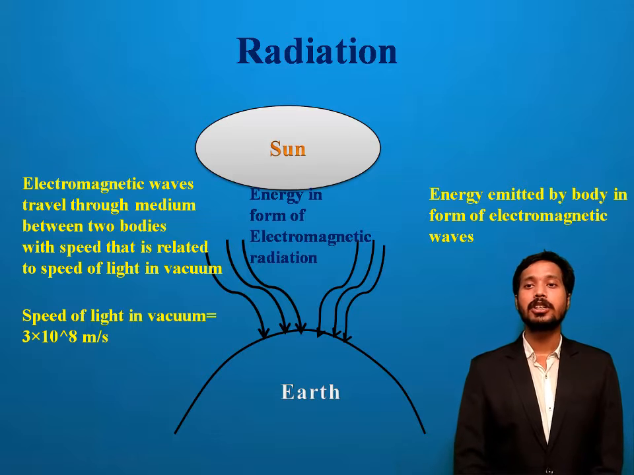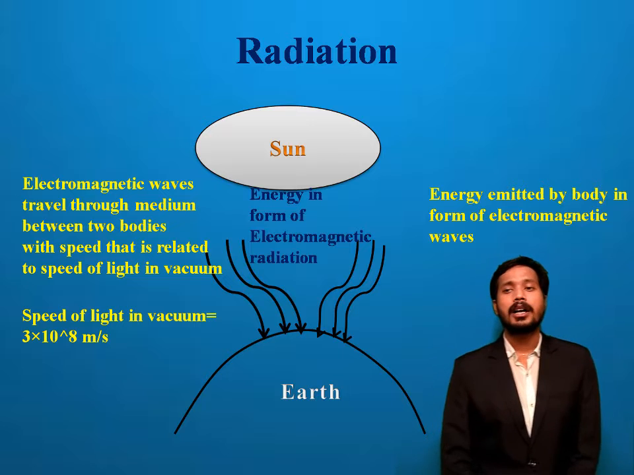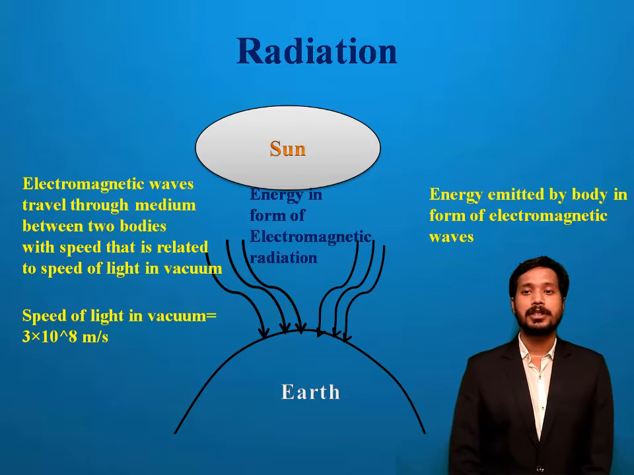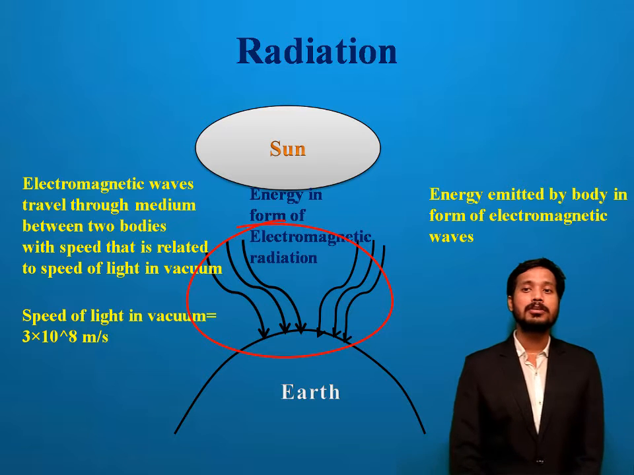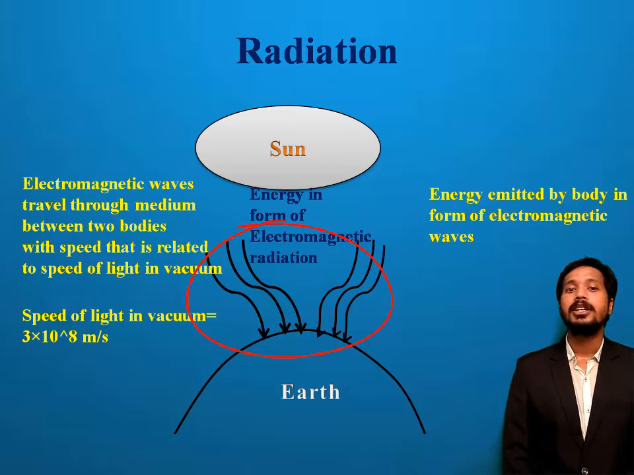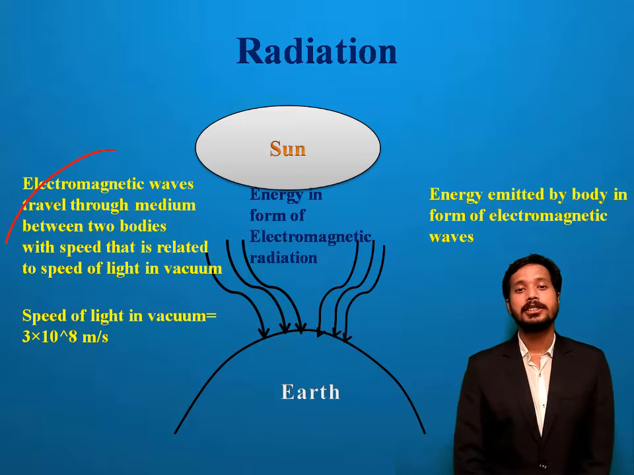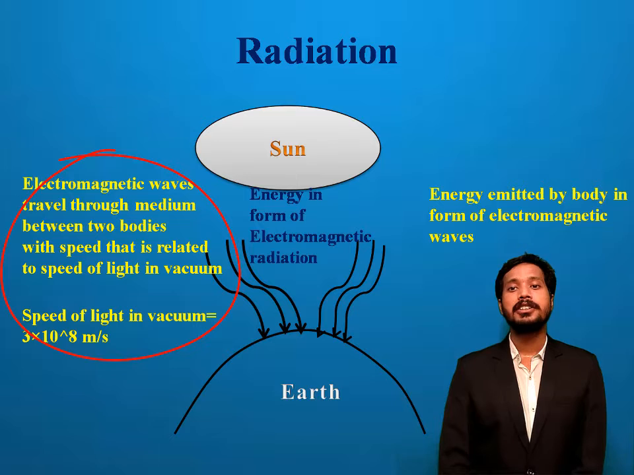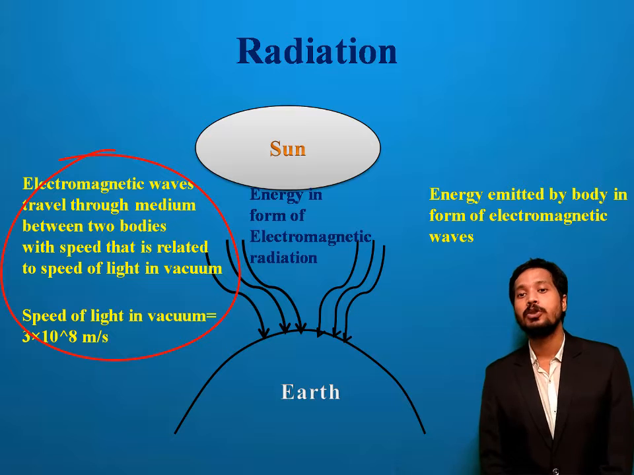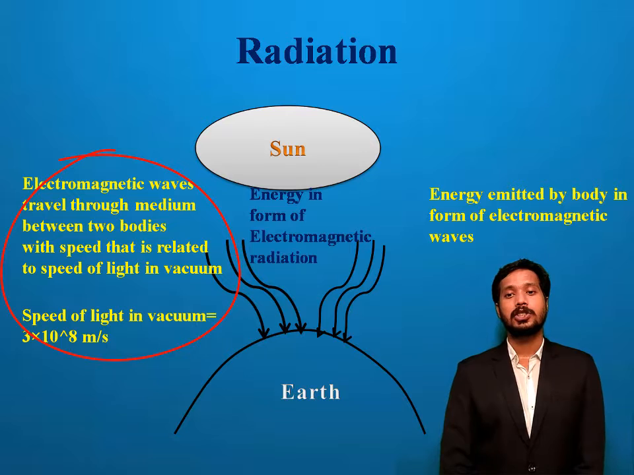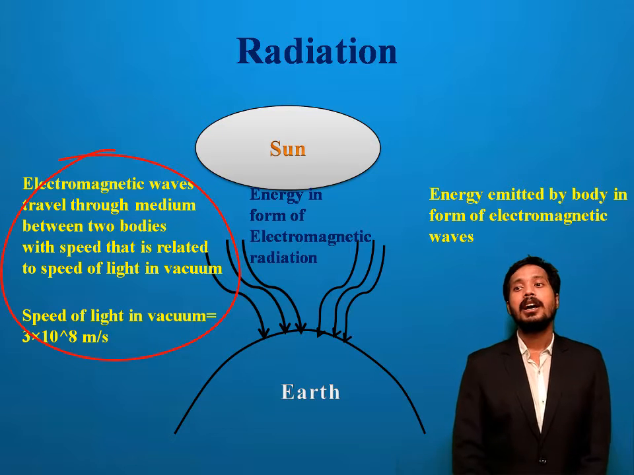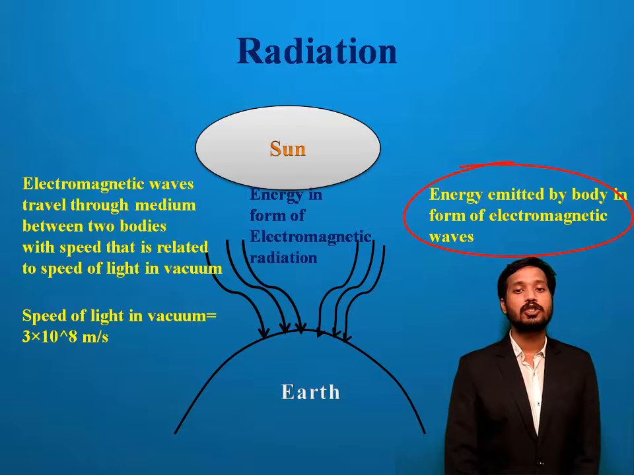Next, you see in the radiation mode of heat transfer, we have sun and we have earth. From sun to earth, you see the electromagnetic waves. Electromagnetic waves are coming from sun to earth. So energy in the form of electromagnetic radiation comes and earth gets heated. So this is the radiation heat transfer. And electromagnetic waves travel through the medium between two bodies with a speed that is related to the speed of light in vacuum. And the speed of light in vacuum, we know how much it is, 3 into 10 power 8 meter per second, and energy is emitted by a body in the form of electromagnetic waves.